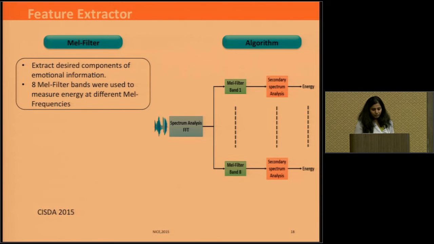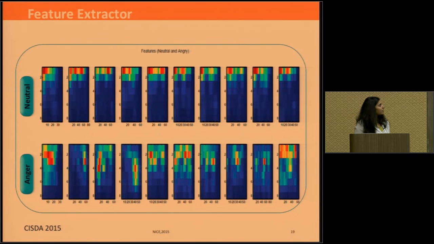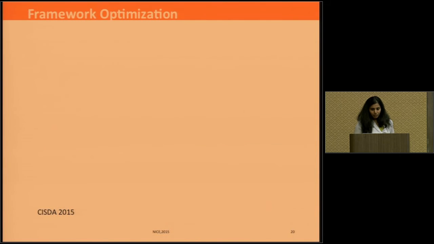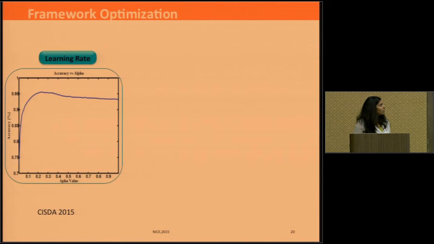And from there, if we look at the actual output of this feature extractor, this is for the neutral and this is for the angry emotion. You could see that from band 3 to 8, in the neutral, there is not much happening. You could see a clear distinction in the angry mode. So from there, we use this and implement it in a similar framework as I've shown earlier for the epileptic seizure detection.